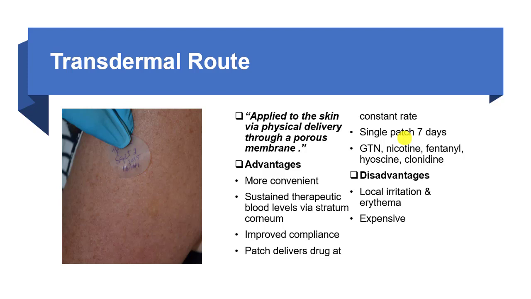This is mostly used for medications like GTN, nicotine, fentanyl, hyoscine, and clonidine. So these types of drugs are mostly delivered via this route. What are the disadvantages? Disadvantages can be local irritation and erythema, and also it can be a little bit expensive. So these are the disadvantages of this route.